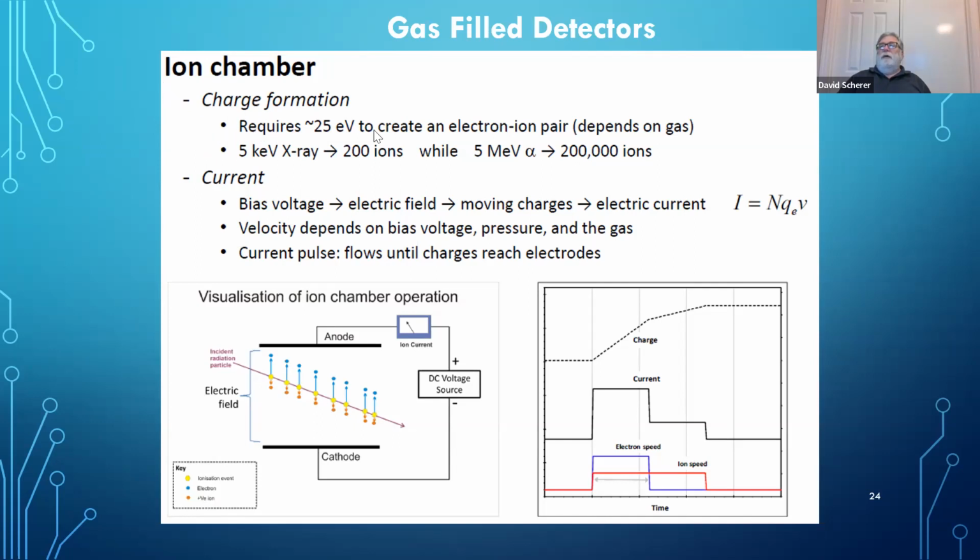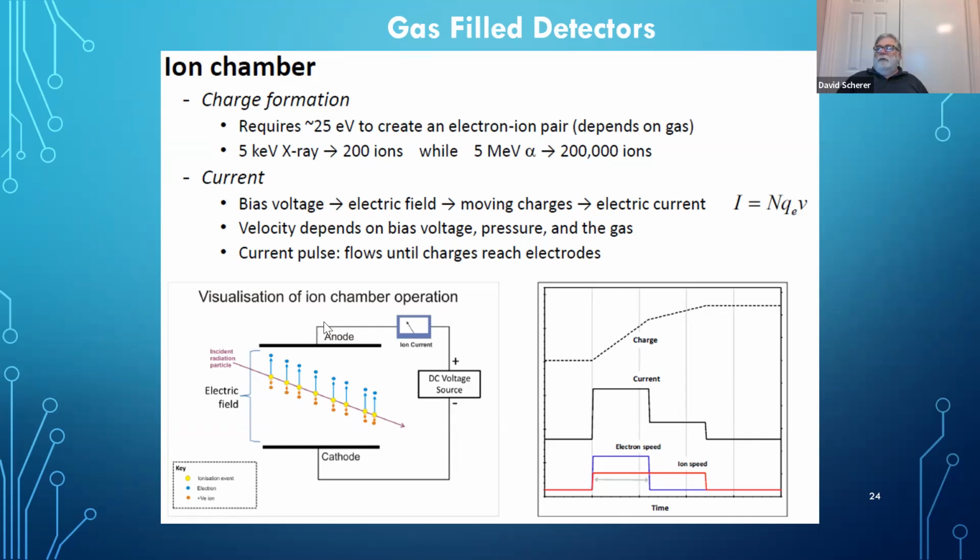In an ionization, each ionization event requires about 20 to 25 electron volts, depending on the gas. So that means a 5 keV electron will produce only about 200 ions. A 5 MeV alpha particle will produce about 200,000 electrons, so you can see the signal will be different between those two.